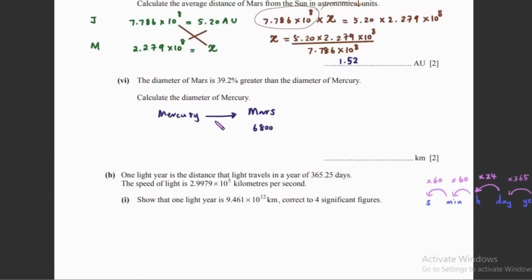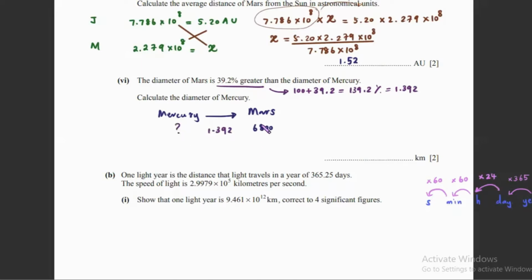Now we have 39.2% greater. If it's 39.2% greater, it means it increases by 39.2. So we need to find the multiplier by adding that to 100. It becomes 139.2%, which is the same as 1.392. So I need to find the multiplier like this. So it's going to be 1.392. But the starting value is what I'm supposed to find. So this is what I'm supposed to find.